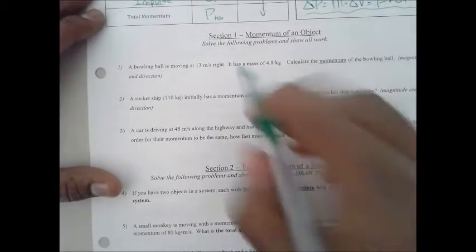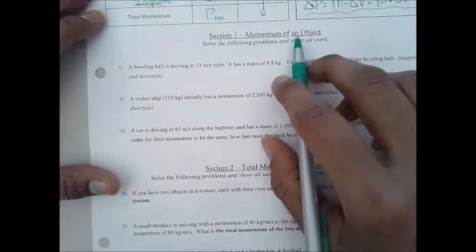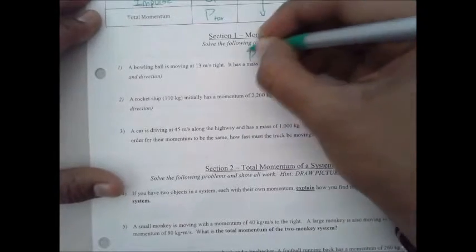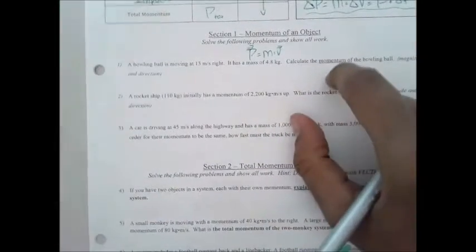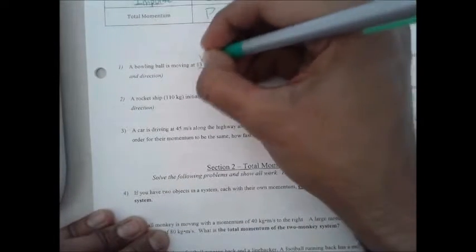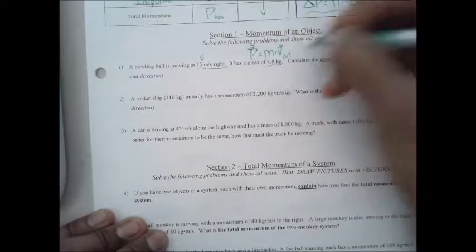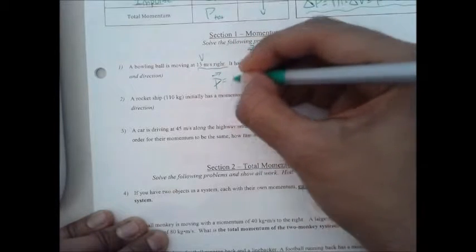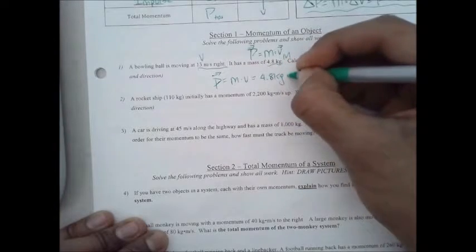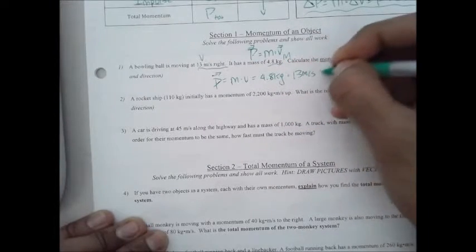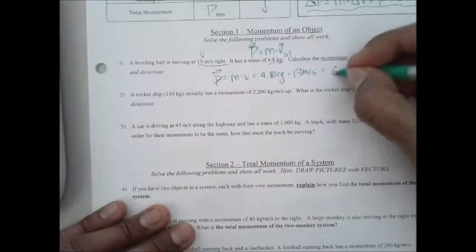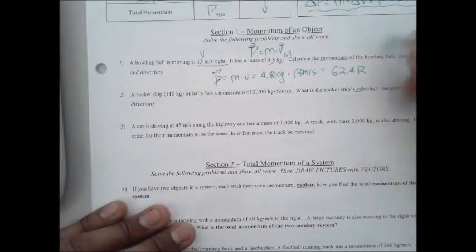Alright, so for section 1, finding the momentum of an object, all we have to do is really just use P is equal to M times V. So in this case, the velocity is right here, the mass is right here. The mass is 4.8 kilograms, V is 13 meters per second, so the momentum should be 62.4 roys to the right.